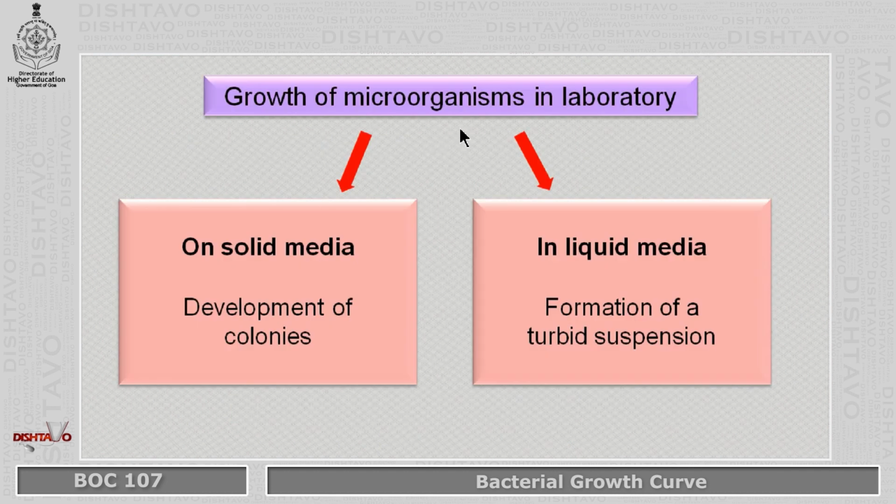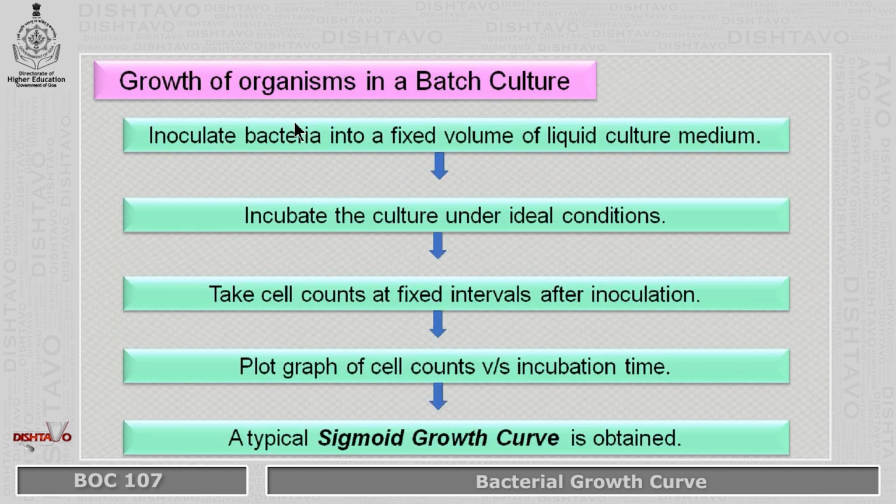Growth of microorganisms in laboratory. This can be carried out either on solid media through the development of colonies or in liquid media by the formation of a turbid suspension. Now let us study the procedure for the growth of organisms in a batch culture. Batch culture means wherein no additional nutrients are added to the medium.